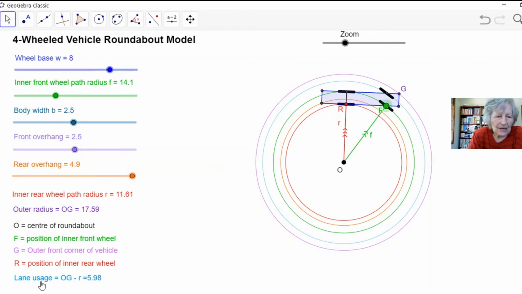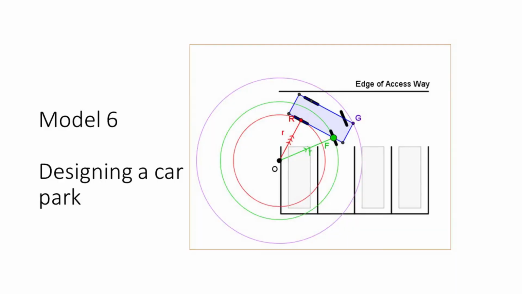If we want to do some experimentation to see how wide the lane needs to be, we can use these reported values to do some trial and error and see what's required for a roundabout.